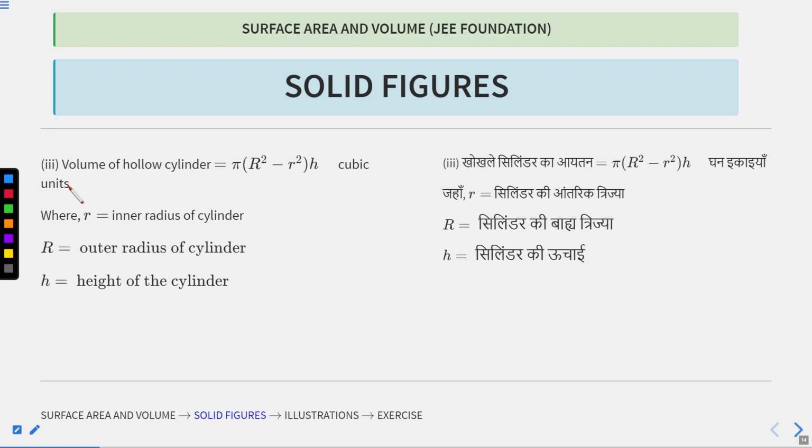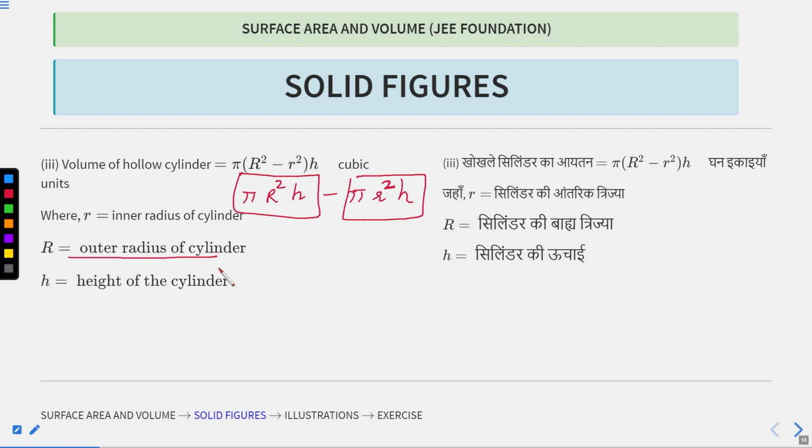Now the volume of the hollow cylinder. So we already know the volume for the cylinder. It is equal to pi r square h, pi radius square into h. Now here we have the hollow cylinder, so we just subtract the volume of the previous cylinder from the new cylinder. Okay, so this is our bigger cylinder minus this is our newer cylinder. I hope this is also clear.